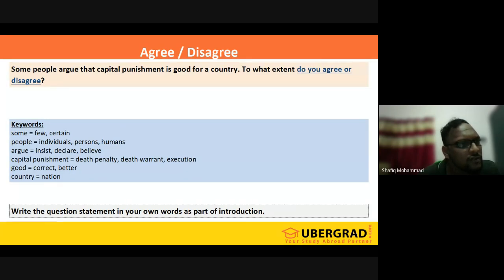So Jayendra is saying people consider capital punishment as better, as one of the judicial systems of a nation, whereas some oppose it for other reasons. Very good.